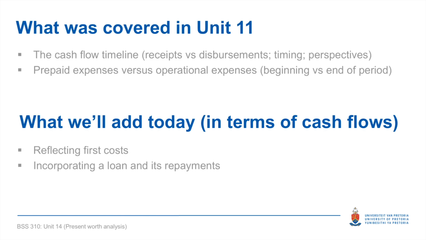So in Unit 11, I introduced the cash flow timeline. I also introduced the concept of prepaid expenses versus operational expenses. Prepaid expenses are those that are reflected at the beginning of a period, like rent or insurance, and operational expenses are those that are reflected at the end of a period, for example, salaries or maintenance costs. What we'll add today in terms of the cash flow diagrams is how we reflect first costs and how we incorporate a loan and its repayments in a cash flow diagram for a specific project.